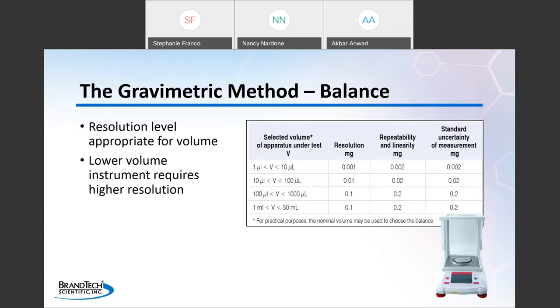And to refer back to the point on the previous screen about it not being appropriate to test one volumetric instrument with another volumetric instrument, it's because the volumetric instrument used is not going to be able to provide the level of measurement resolution that's needed for proper testing. So if you need to know how your instrument is performing, it's necessary to conduct a gravimetric test. And of course, it should also be noted here that whatever balance you're using for testing needs to be calibrated regularly as well.